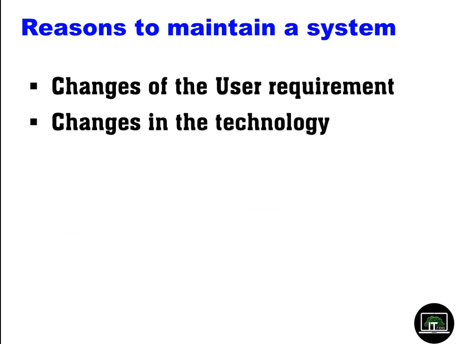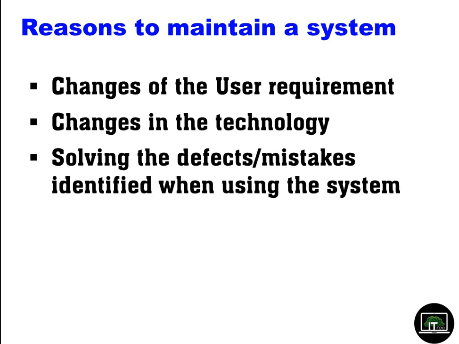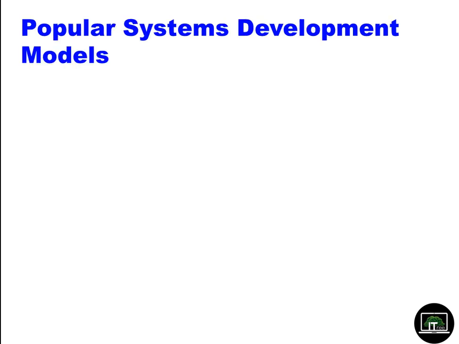Then the technology is changing. What do computers use today, Windows 10? Think about your smartphone. So the system needs to be updated to meet the technology changes. Finally, sometimes when you use the system, you will find some defects, some mistakes, so you want to correct them, you want to address them. So for this reason you must maintain your system. So these are the steps you use with the systems development life cycle.